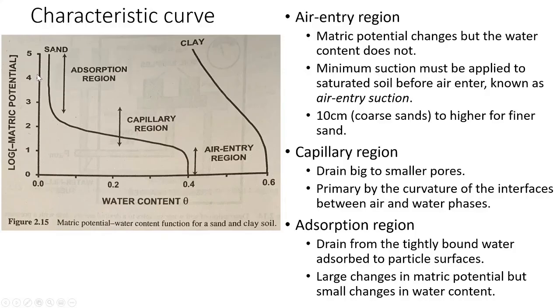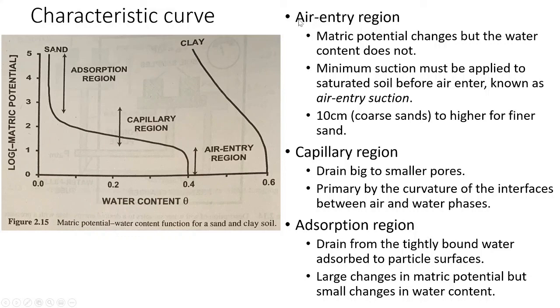Okay, so here is a graph showing the characteristic curve. The characteristic curve shows the relationship between matric potential, which is on a log scale, and water content. So it is a matric potential water content function, or in short we call it the characteristic curve. Here is an example for sand, the characteristic curve for sand, and also the characteristic curve for clay.